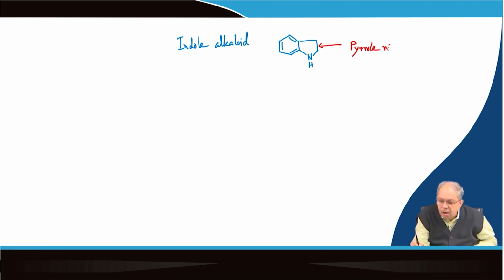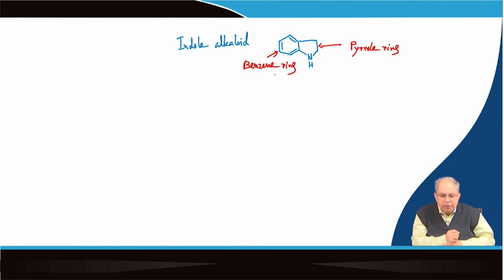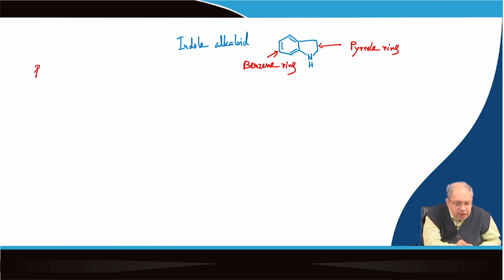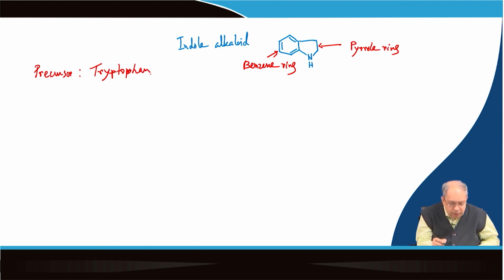So, the indole alkaloid basic structure is like this. Here there are two things. This is the pyrrole ring and this is the benzene ring. So, these two rings basically fuse and form indole alkaloids. The precursor amino acid of indole alkaloid is tryptophan.